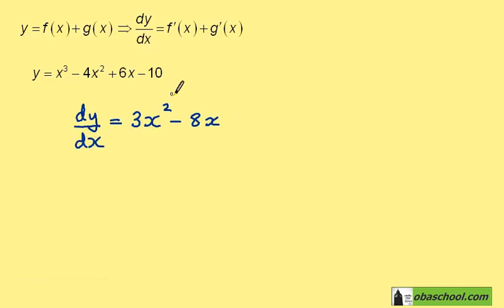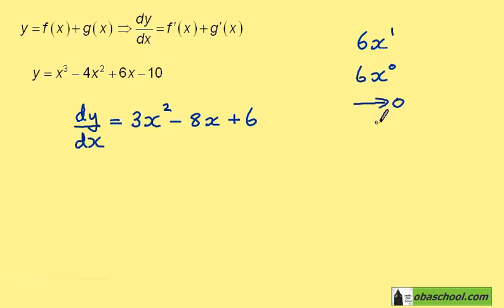Considering now the 6x, we know this is 6x to the power 1. The 1 would drop down in front, giving us 6x, and drop the power. And of course x to the 0 is 1, so we just get plus 6. The constant term, minus 10, we know will give us 0.